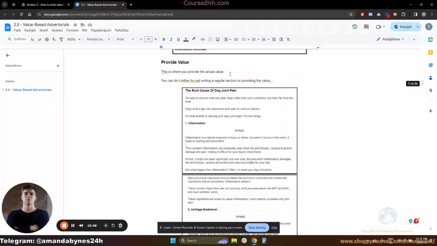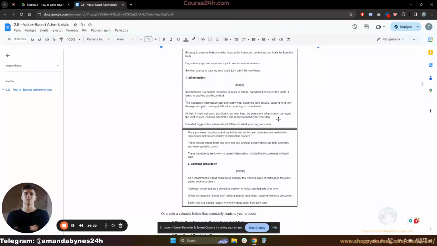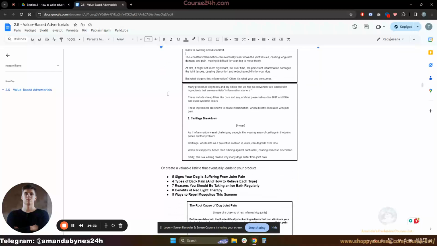And then next, you provide the actual value. So if you don't have a listicle, you can explain the root cause of dog joint pain or some other complicated topic that the customer might not understand fully. So the root cause of dog joint pain. It's easy to assume that only older dogs suffer from such conditions, but that's far from the truth. Dogs at any age can experience joint pain for various reasons. So what exactly is causing your dog joint pain? It's 2 things: inflammation, then it explains how inflammation causes joint pain, and cartilage breakdown.